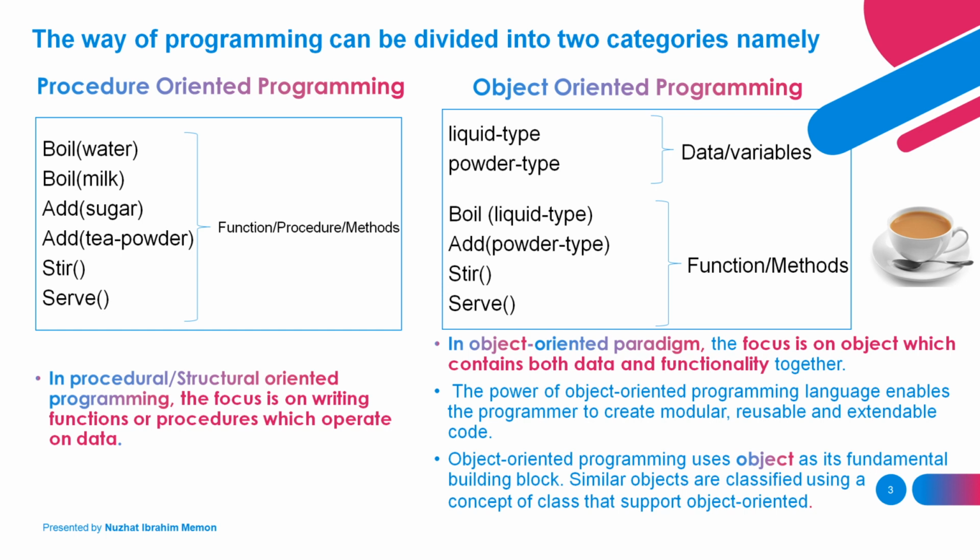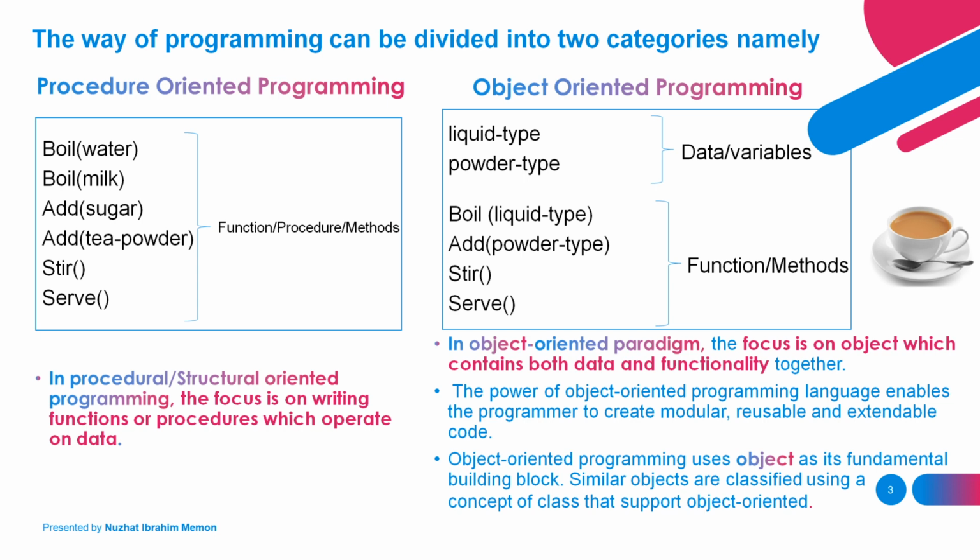Next point is the power of object-oriented programming language: it enables the program to be modular. It means large programs are divided into smaller programs. Reusable: here we are reusing the boil and add methods instead of rewriting everything every time you have already coded. And code is extendable, means you can add new features as per your requirement.